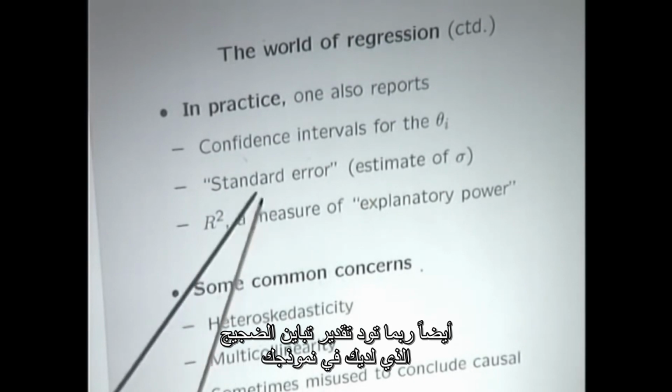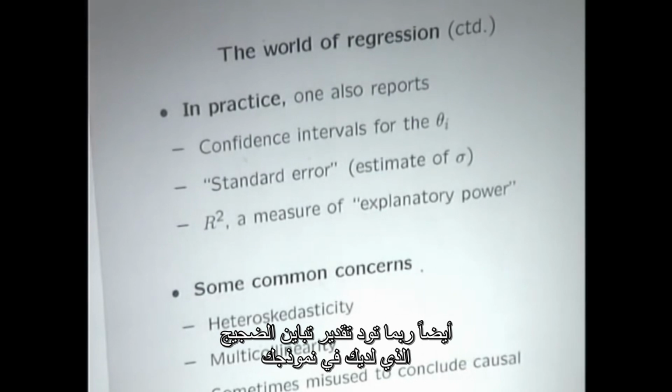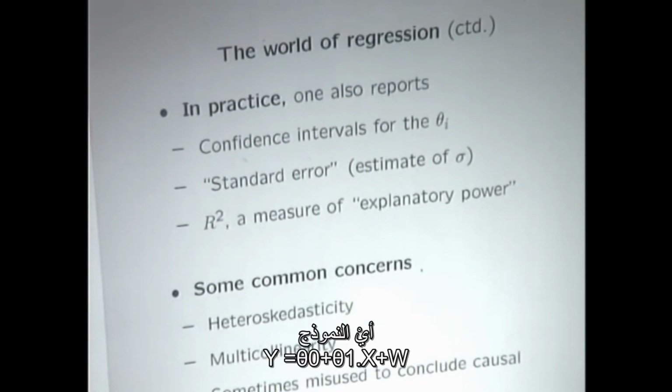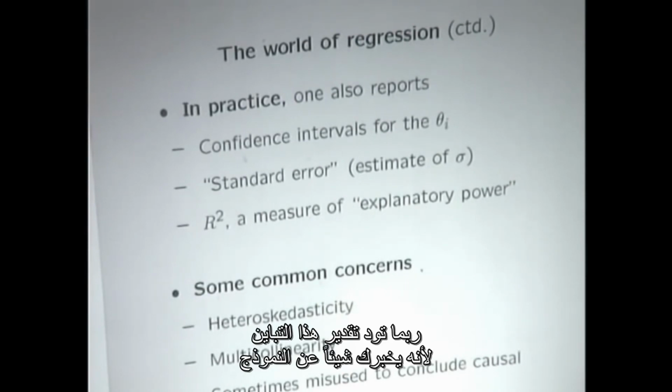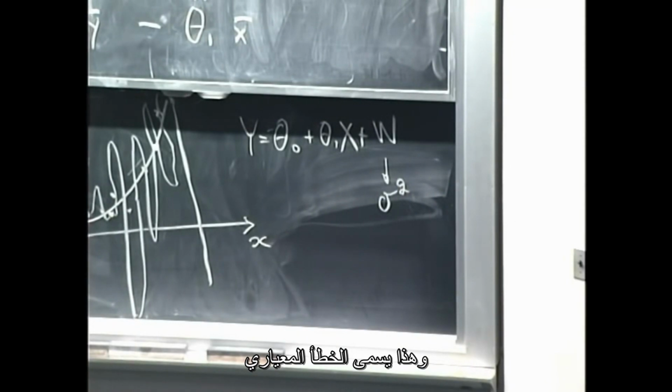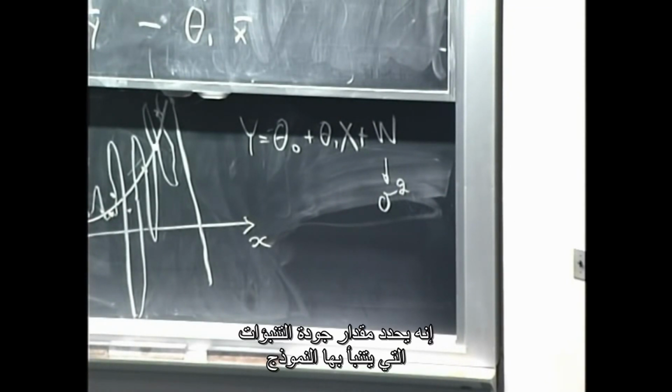Also, you might want to estimate the variance in the noise that you have in your model. That is, if you are pretending that your true model is of the kind we were discussing before, namely y equals theta 2 plus theta 1 x plus w, and w has a variance sigma squared, you might want to estimate this because it tells you something about the model, and this is called standard error. It puts a limit on how good predictions your model can make.